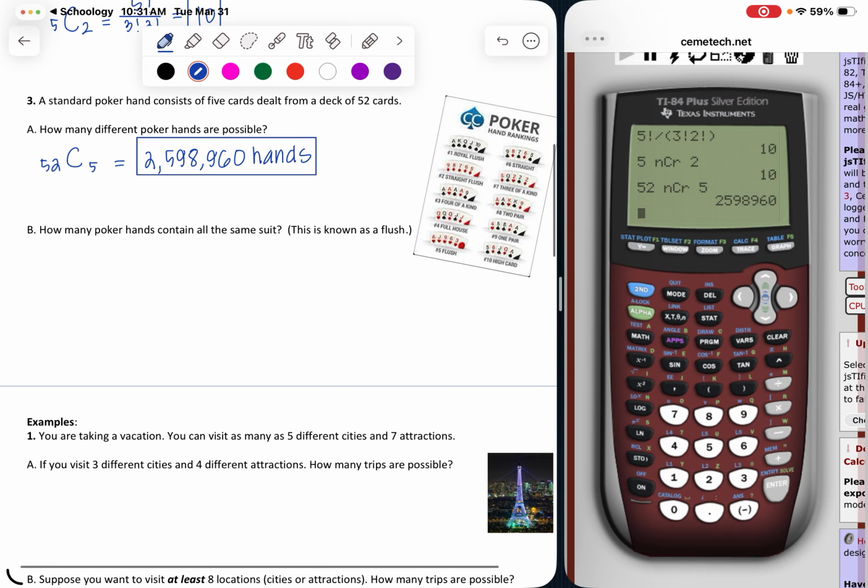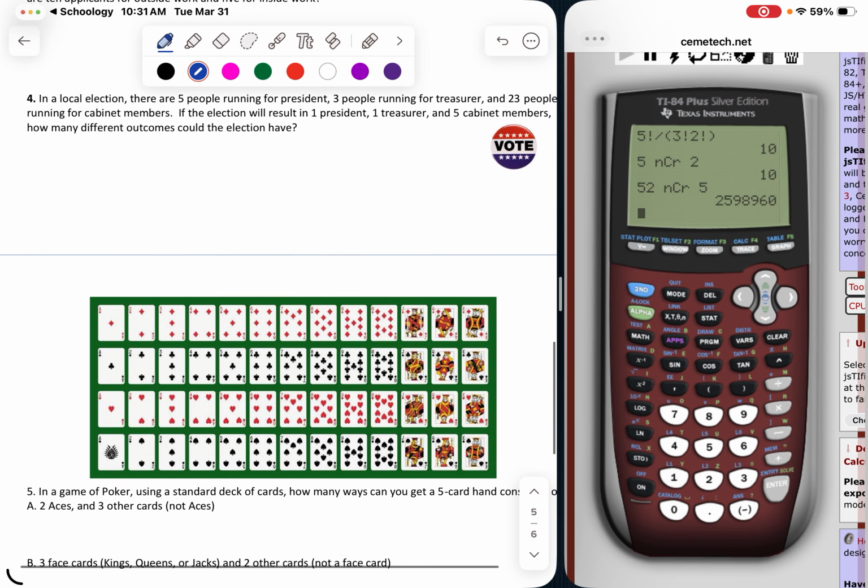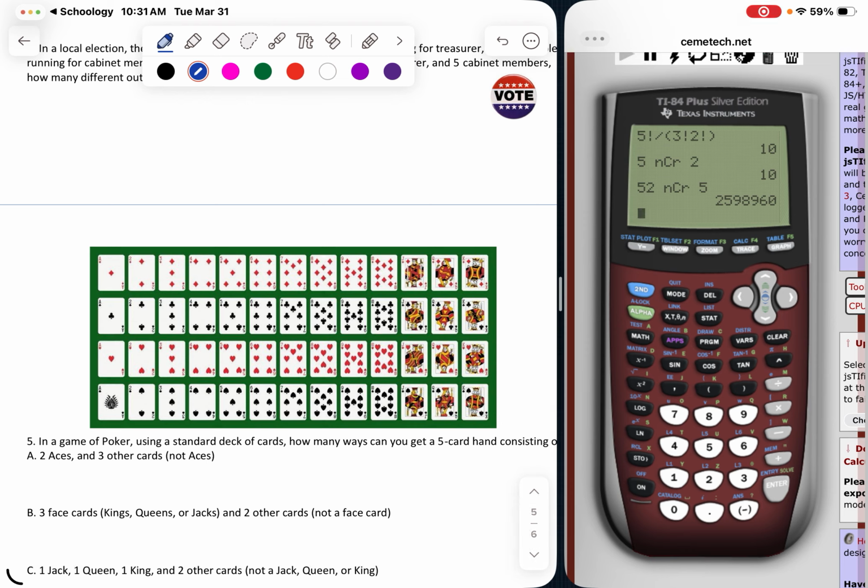Okay, so how many poker hands contain all the same suit? This is known as a flush, okay? So I want to know, let's look back at this again. How many poker hands contain 5 of the same suit? So I want to get just these 5, or just these 5, or just these 5. And I can do that for any, right? Or this one, this one, this one, this one, this one, right? It's just anything. It doesn't have to be a certain order, but I got to think about that, okay?